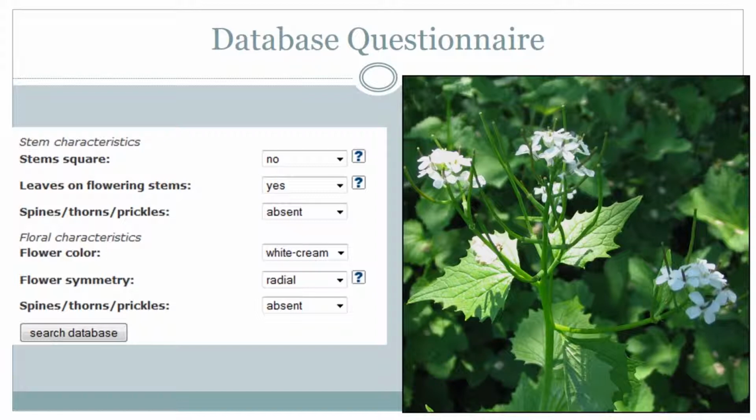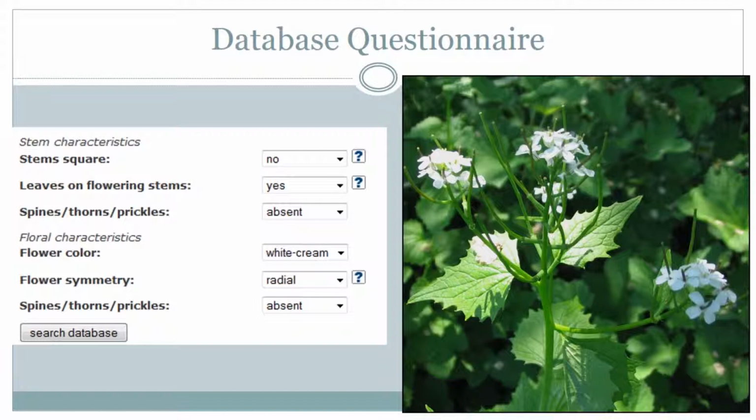The flowers are white to cream colored and have radial symmetry. Radial symmetry means that you could draw multiple lines of symmetry through the flower structure. You can see from our 4 parted flowers that there are many ways you could cut them in half and get identical halves. The other type of symmetry is referred to as bilateral symmetry, and flowers with this type of symmetry have only one way to divide them evenly in half. And again, we do not have spines or thorns on the flowers.